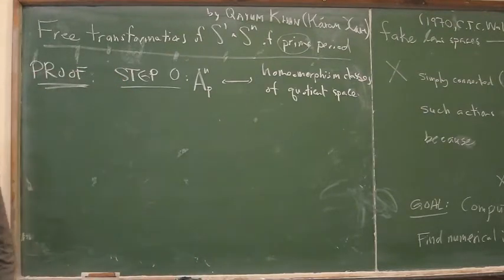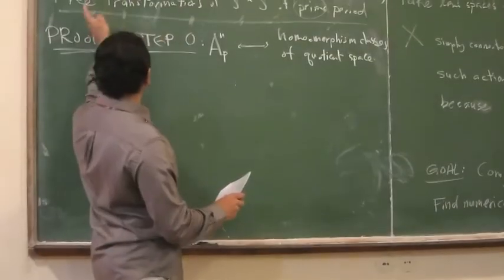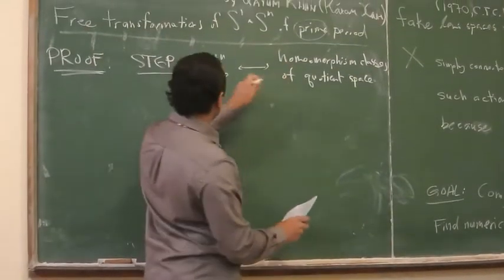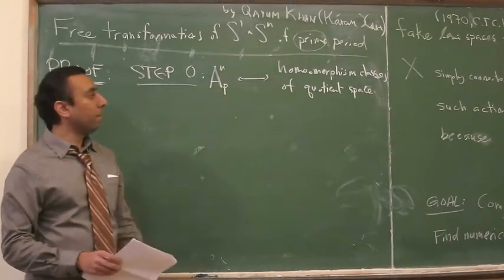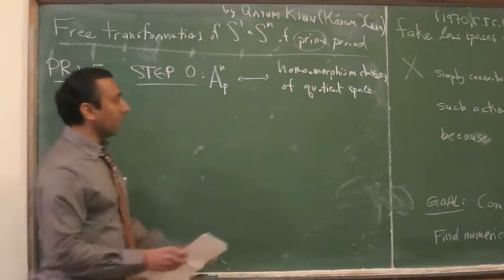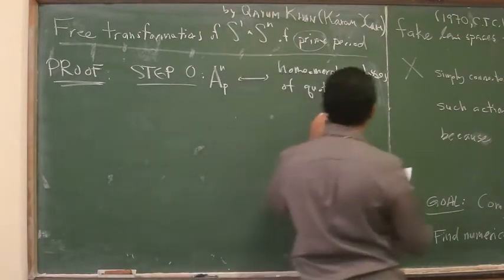When you say these classes of quotient space, you mean quotient space by free actions. By the free action of Z mod P on this space. Yes, so you mean only free actions. Yes, a quotient space.